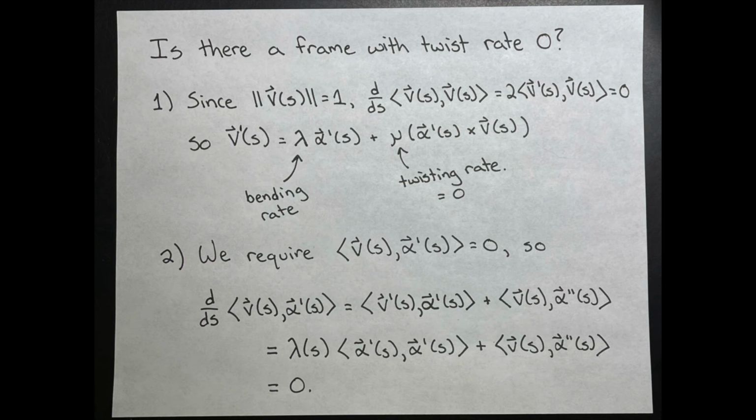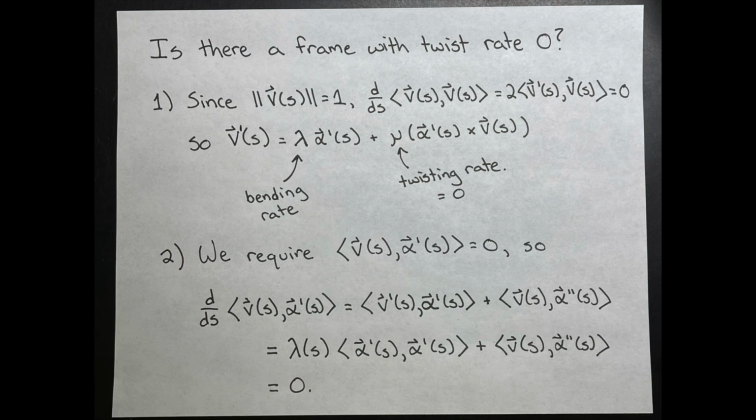Since the norm of the frame vector is always 1, it's perpendicular to its derivative v prime. That means that v prime is a scalar multiple of alpha prime plus a scalar multiple of alpha prime cross v. The first scalar, lambda, is the bending rate, and the second scalar, mu, is the twisting rate, and that's equal to 0. The other thing we know is that v dot alpha prime will always be 0.